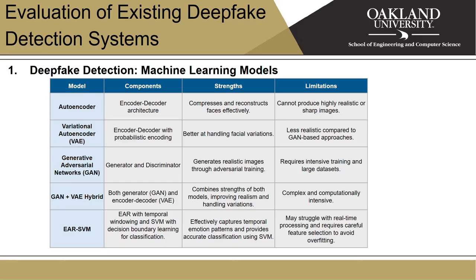Next, we have variational autoencoder, VAE. It is an encoder-decoder with probabilistic encoding. It is better at handling facial variations. It is less realistic compared to GAN-based approaches.